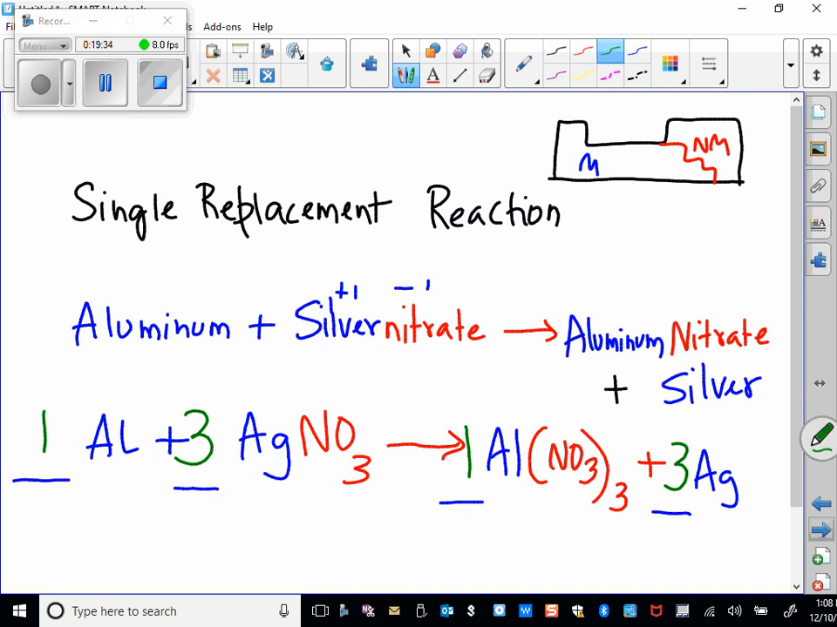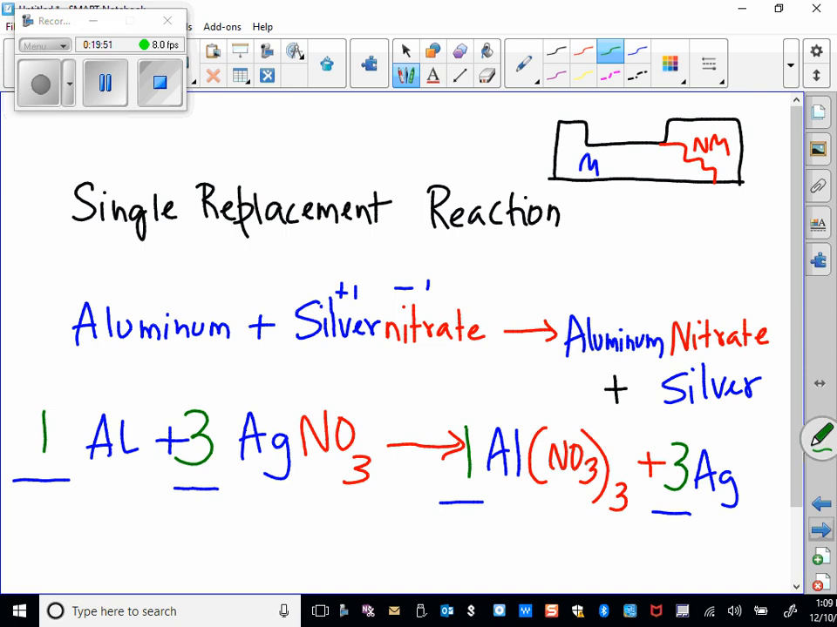Guys, I'm not done teaching all parts of a single replacement reaction yet. I'm just teaching you a portion of it. Do you see under single replacement, does it say determine if the metal or non-metal is active enough to replace the metal or non-metal in the compound? Does it say that?